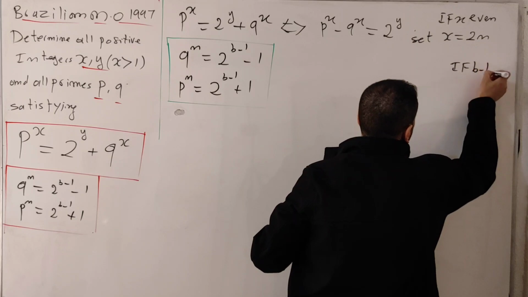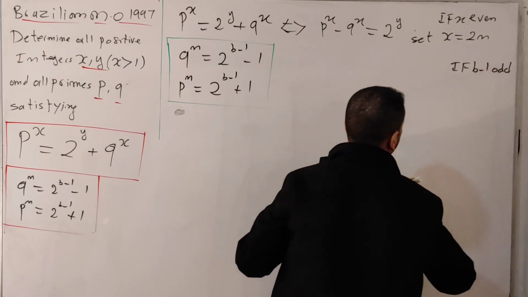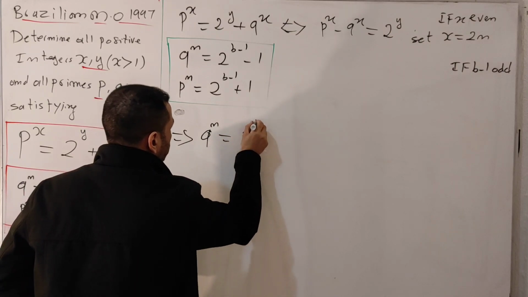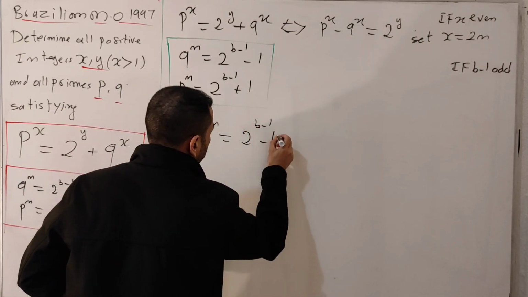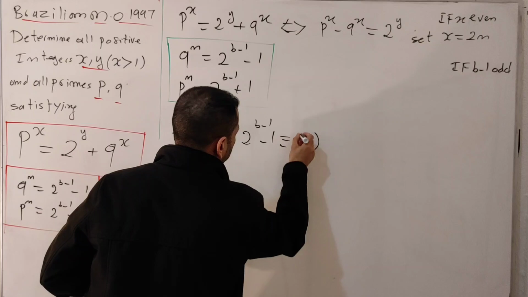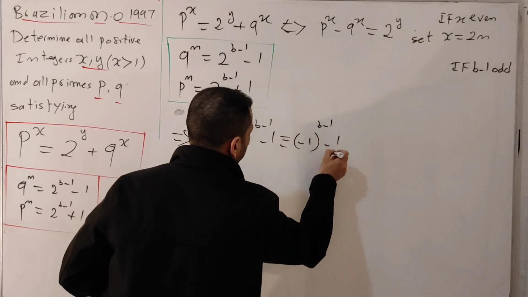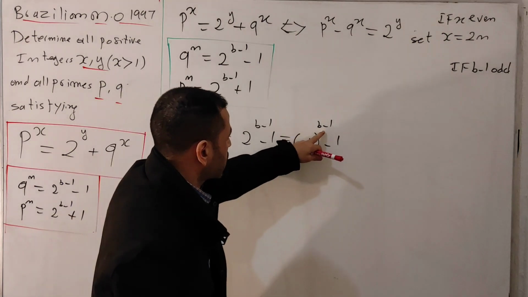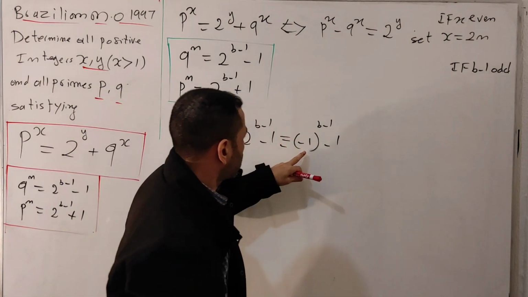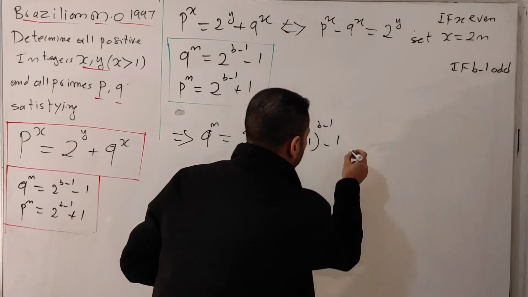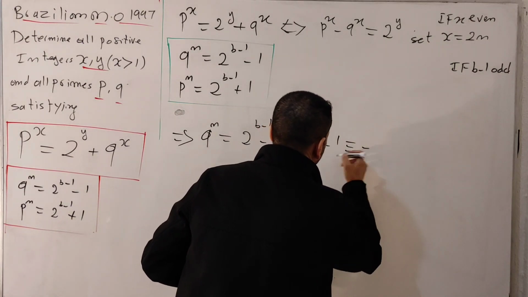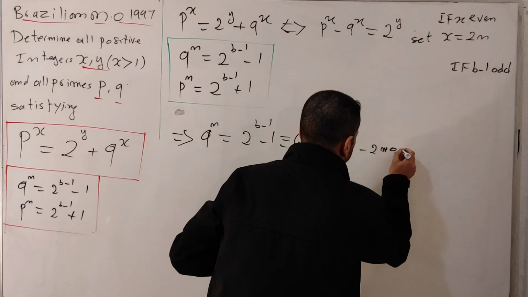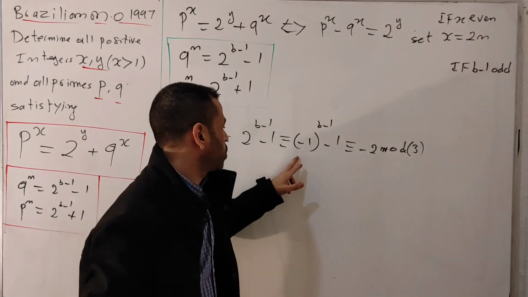If b minus 1 is odd, since I have q to the n as the first equation, 2 to the b minus 1 is congruent to minus 1 to the b minus 1, minus 1. I'm going to use the congruence definition. Since b minus 1 is odd, this minus 1 to the odd power is minus 1. So it's congruent to minus 1 with this minus 1 becoming minus 2, minus 2 mod 3. I'm reducing this one to mod 3.